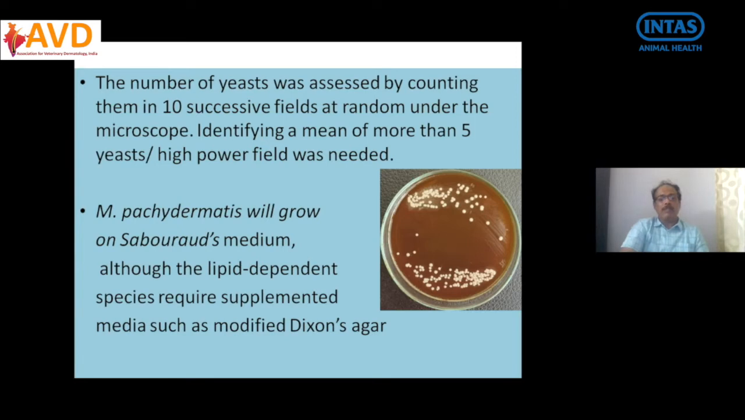Malassezia pachydermatis will grow on Sabouraud's medium, although the lipid-dependent species require supplemented media such as modified Dixon's agar. So the lipid-dependent species require olive oil supplemented media like SDA or a media like modified Dixon's agar. But the non-lipid-dependent species can grow on plain SDA agar with chloramphenicol as an antibiotic.